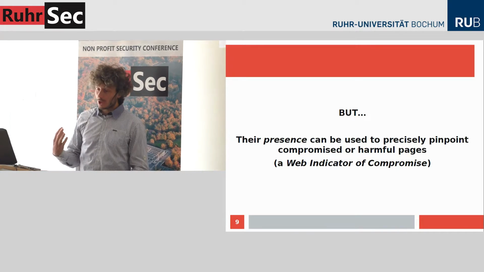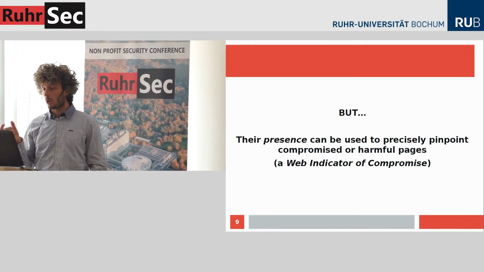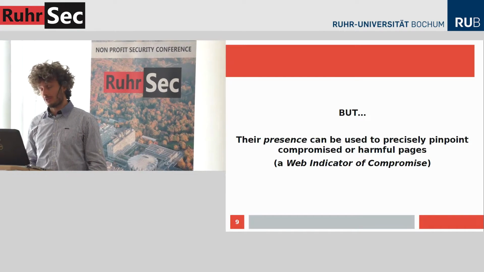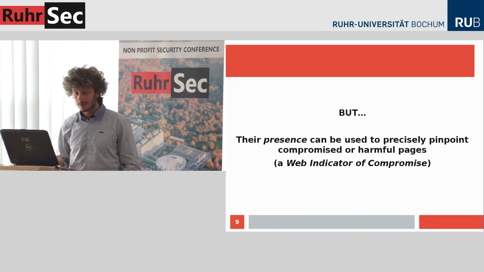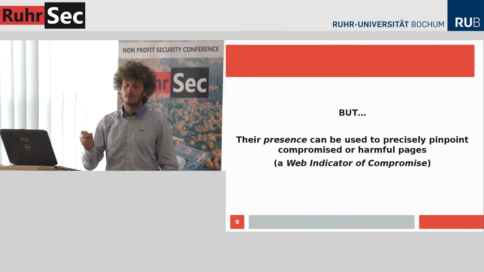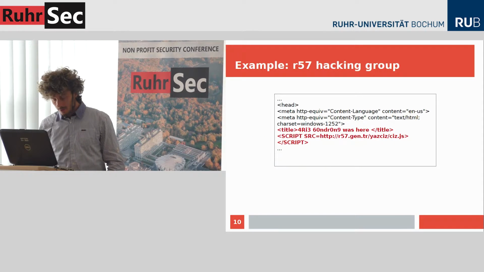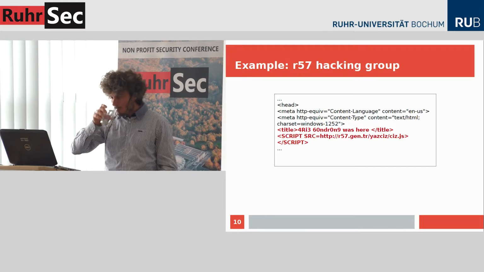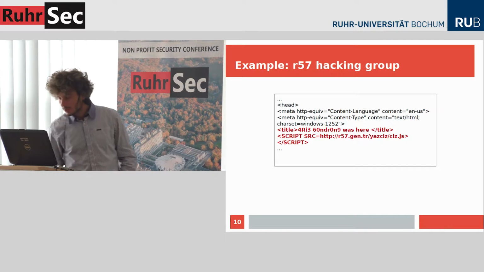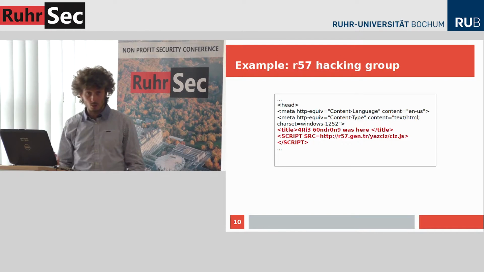But the observation is that their presence can be used to precisely pinpoint compromised or harmful pages. The presence of such a script on your site is what we call a web indicator of compromise. So let me start with an example. This is an example of code that we found on a compromised web page.